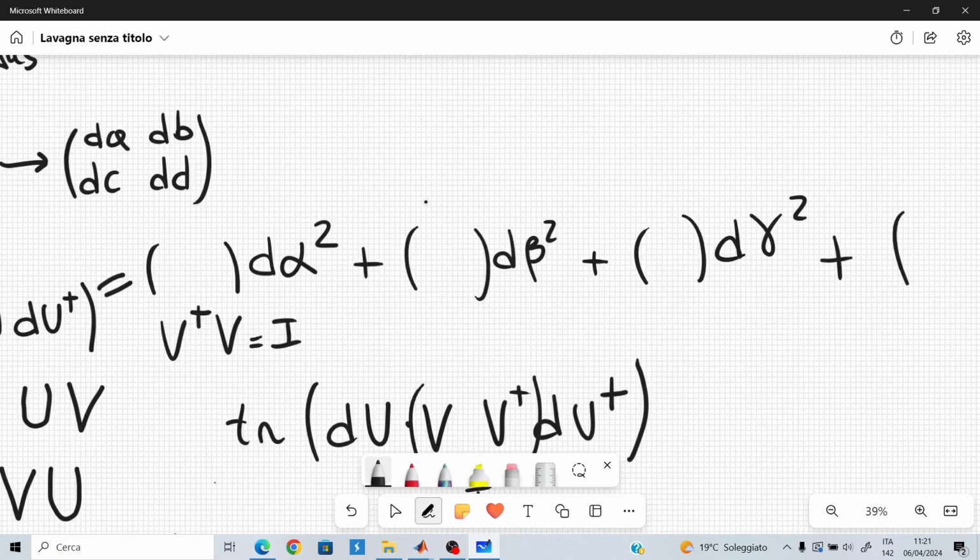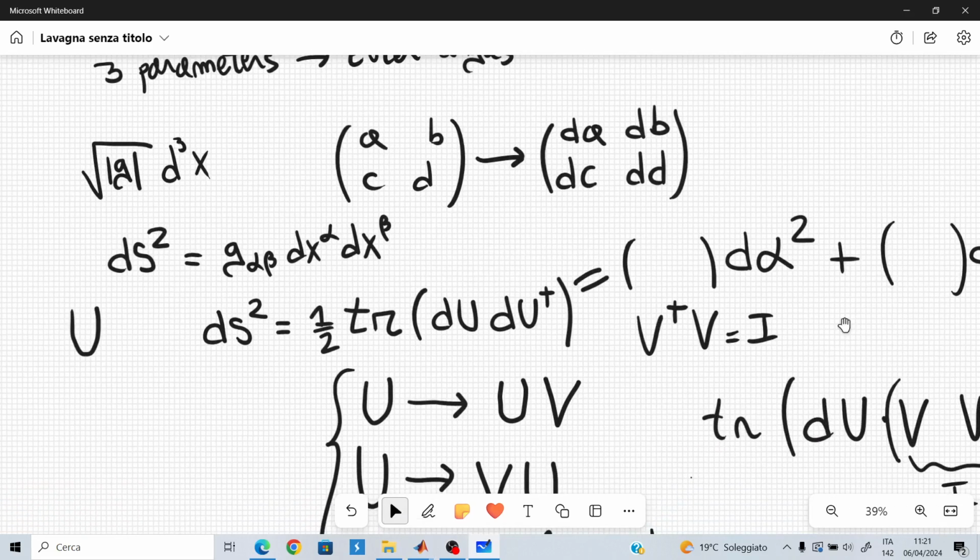But once you write down the invariant line element like this, it's quite easy to obtain these elements of the matrix g alpha beta, right? Because dx alpha or dx beta here will be a vector given by d alpha, d beta, and d gamma. All right. So you can expand this expression, and you can equate term by term what you obtain from here with what you obtain from here. So you can define g alpha beta in terms of Euler angles.